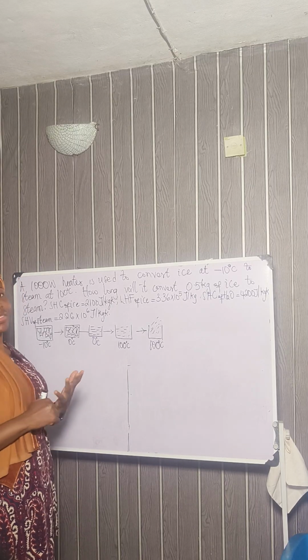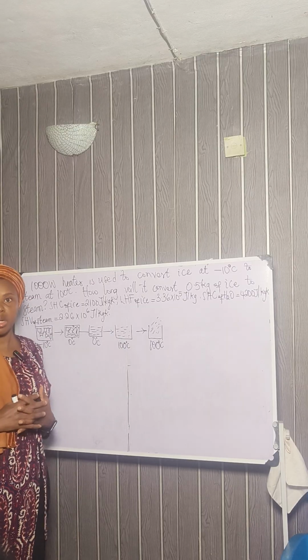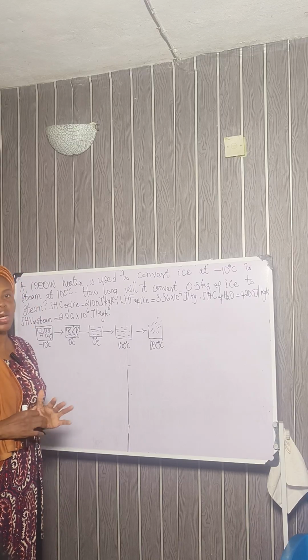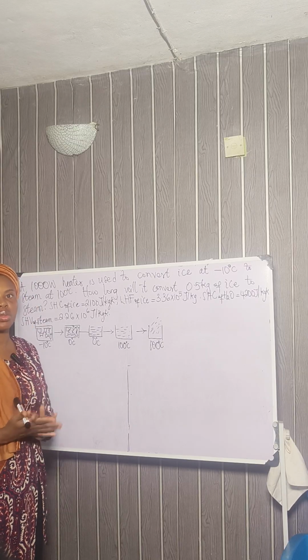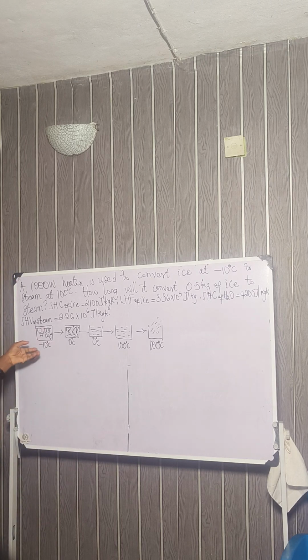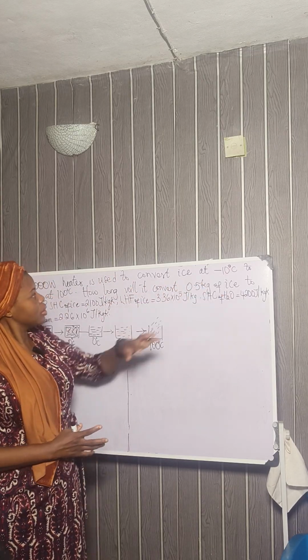Like I've emphasized in my previous classes, I've talked about the issue of drawing. Drawing is very crucial in solving problems in physics. Once you draw, you are halfway through solving the problem given to you. So having drawn, we can see that it's used to convert ice at minus 10 degrees Celsius.